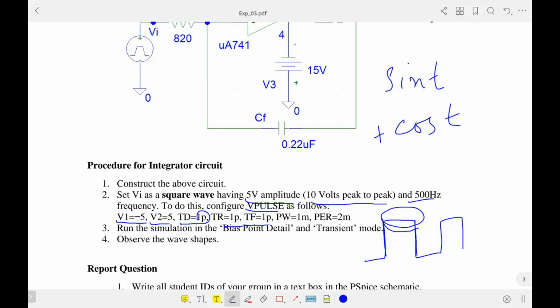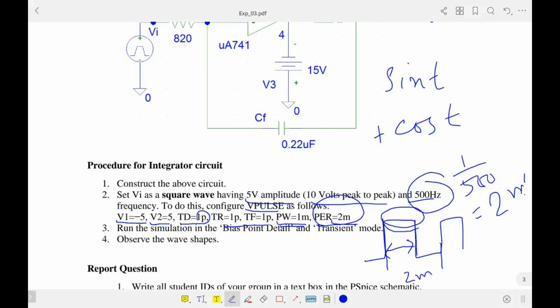So total period will be 2 milli, and why 2 milli? Because our frequency is 500 hertz. So 1 over 500 hertz will be 2 millisecond. That's why our period is 2 millisecond. And if the period is 2 millisecond, then for 1 millisecond the pulse will be higher, and for the second millisecond the pulse will be lower. So I can say the pulse width is 1 millisecond. That's why you need to configure V pulse according to these parameters.